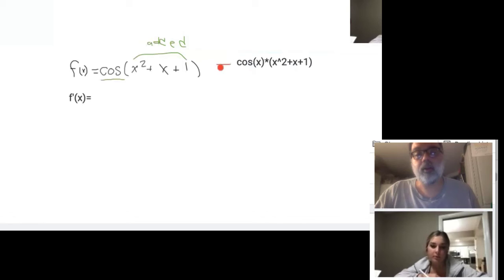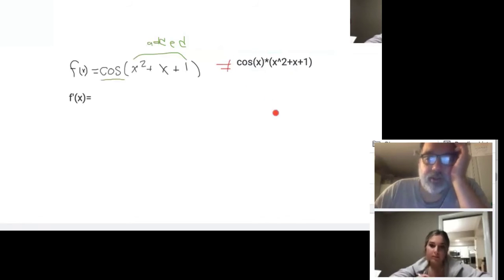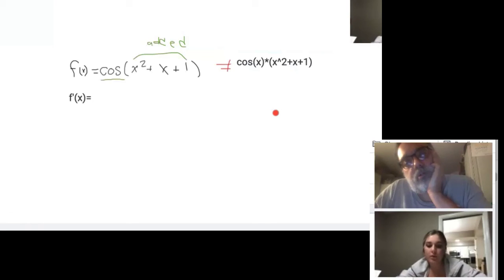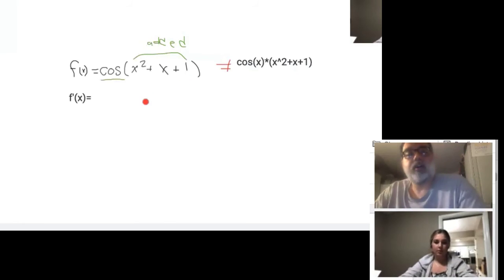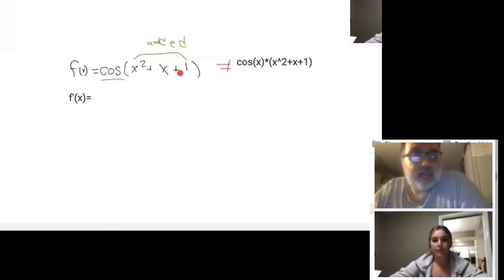Oh, because, okay, I see. So can you put in your own words kind of what makes the difference? So in the one you typed out, the cosine of x is multiplied by those, but this one, the stuff in the parentheses is still in the cosine. It's of the cosine. Oh, that's put really well. Okay. So that's what makes this a chain rule situation instead of a product rule.